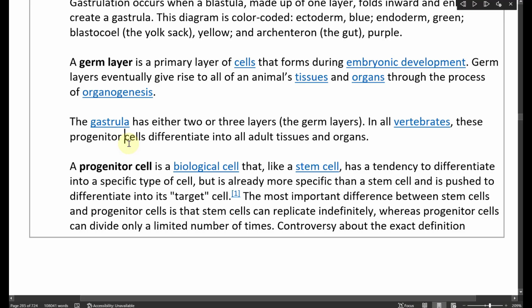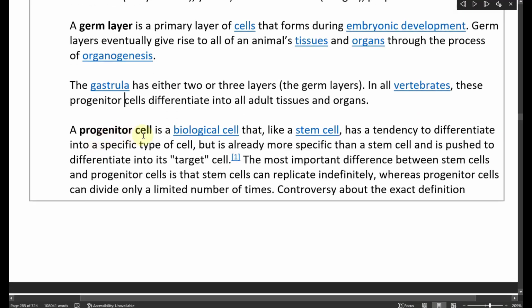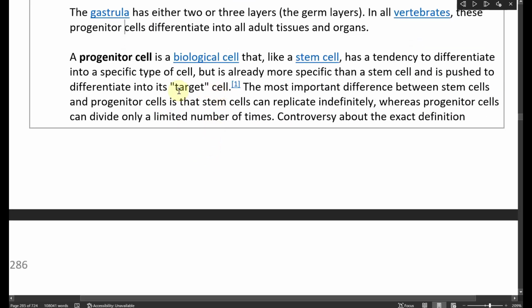Progenitors. So progenitor cells there. A progenitor cell is a biological cell that, like a stem cell, has a tendency to differentiate into a specific type of cell, but is already more specific than a stem cell and is pushed to differentiate into its, quote, target cell. You have these germ layers of the gastrula, 2 or 3 germ layers, and these are progenitor cells, and they differentiate into adult tissues and organs. So it's already more specific than a stem cell, but it's like it in that it can differentiate into a specific type of cell. But it's more specific, so it's being pushed to its, quote, target cell.